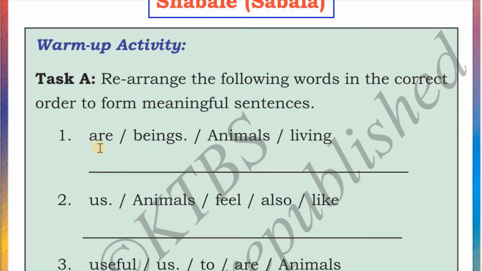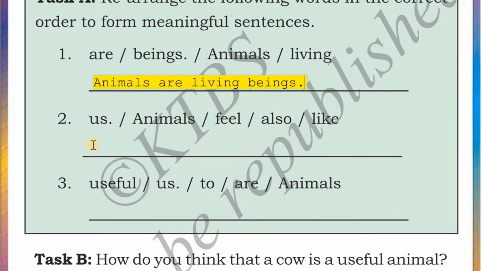The first one is, are beings, animals living? You can pause the video before I give you the answer and try it yourself. The answer is, animals are living beings. Do not forget the full stop at the end of every sentence.